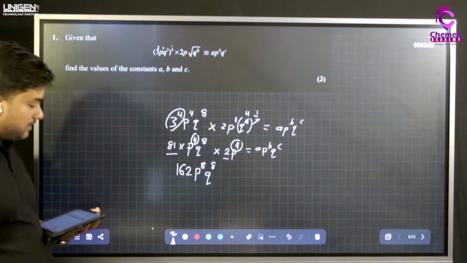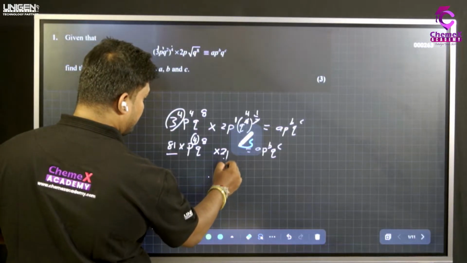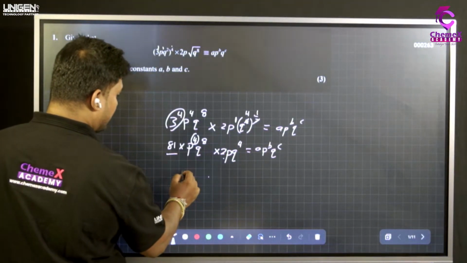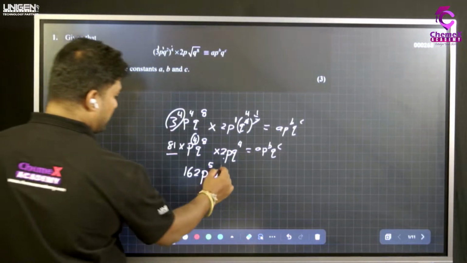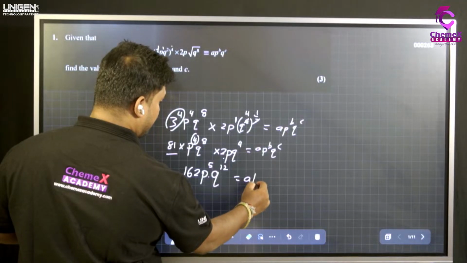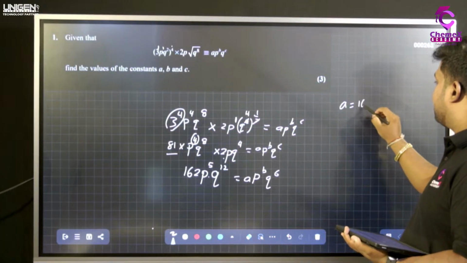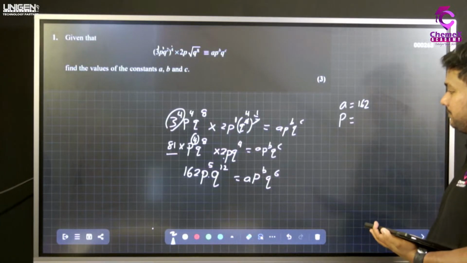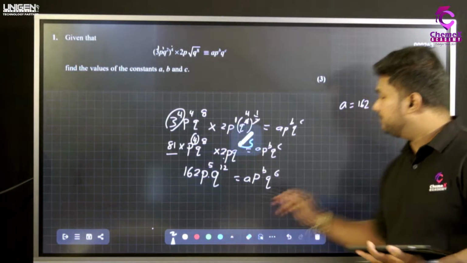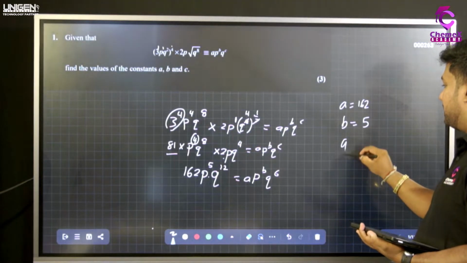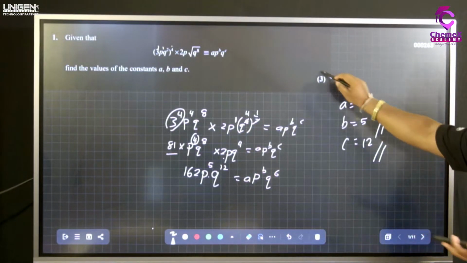2 times p q^4. So it becomes 162 p^5 q^12, equal to a p^b q^c. So a is equal to 162, b is equal to 5, and c is equal to 12. So those three answers, if you have, you get the whole 3 marks.